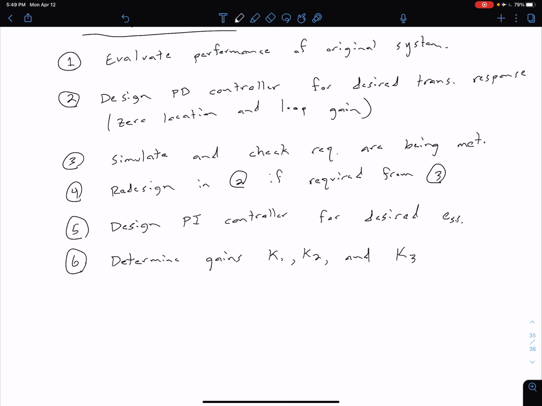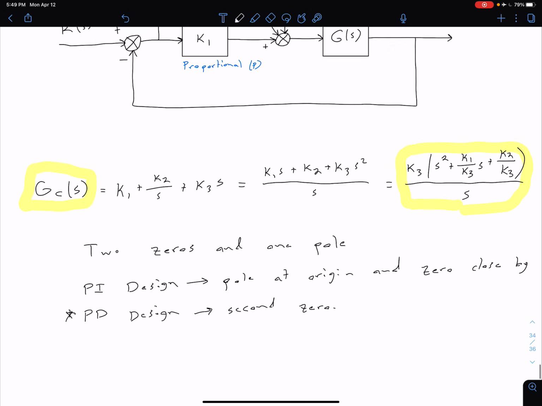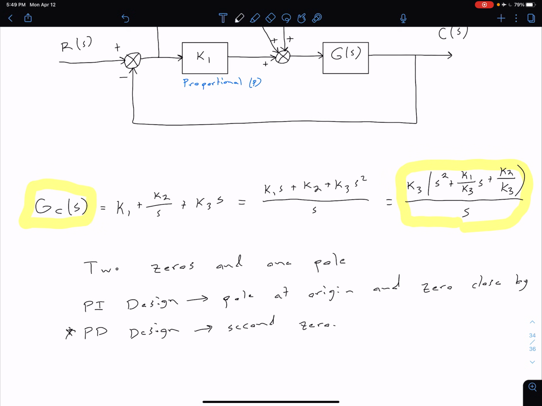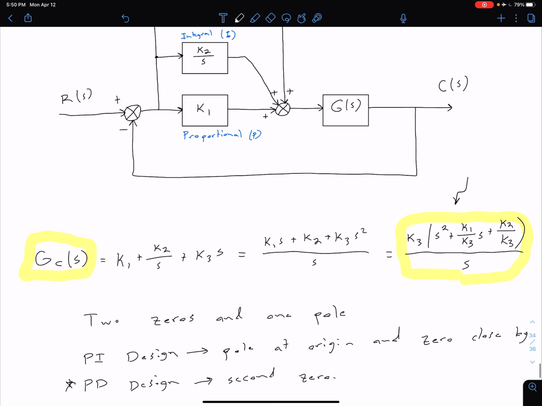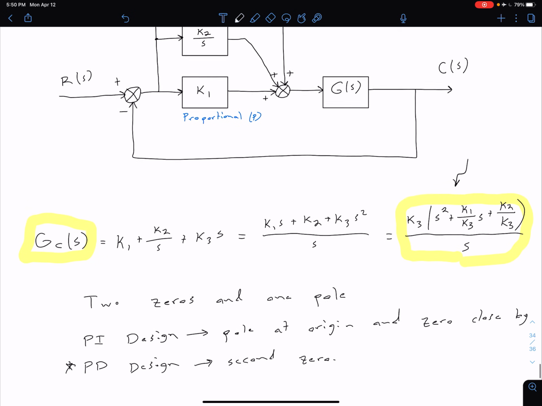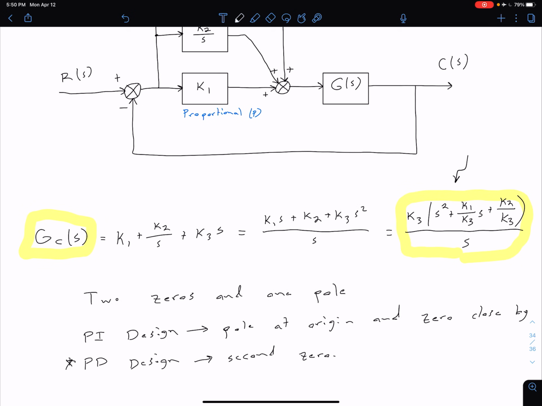Ultimately, to find those gains, we're going to compare our equation for our PI compensator and our PD compensator, combined together in parallel, to this form of our general equation here. We'll be able to inspect the two equations and how they compare to figure out those gain values. Typically that involves figuring out this K3 value first. Once we know K3, we can then figure out K1 and K2.